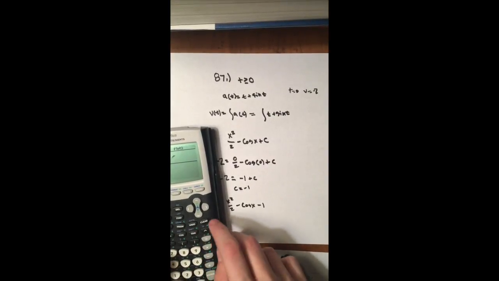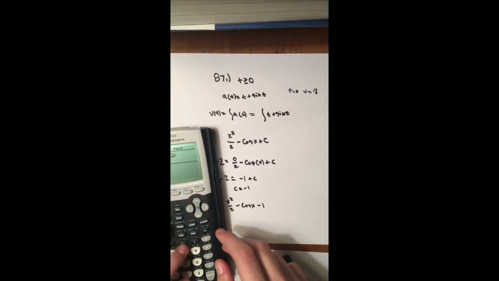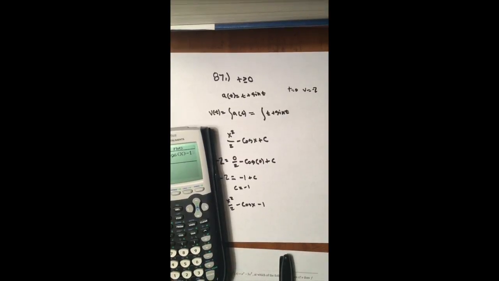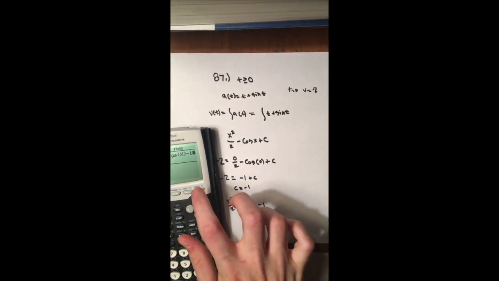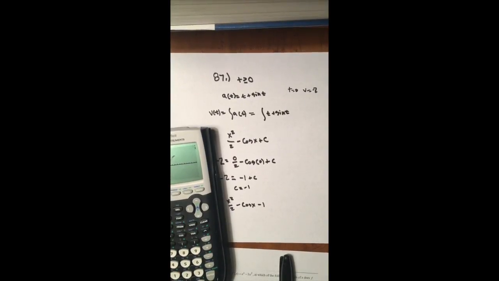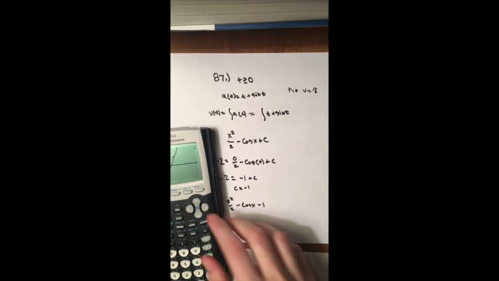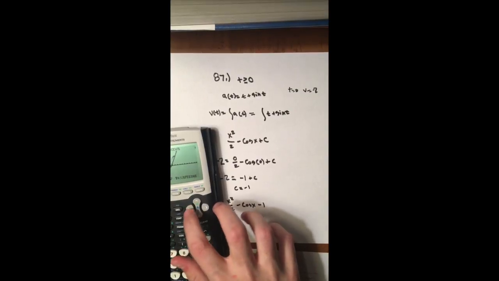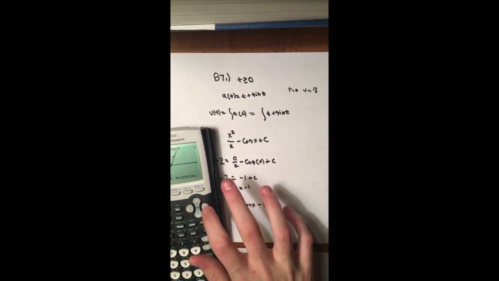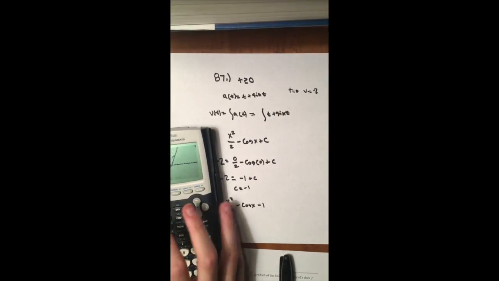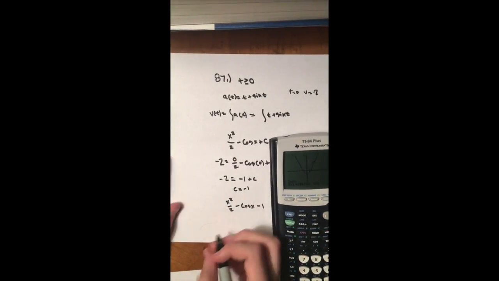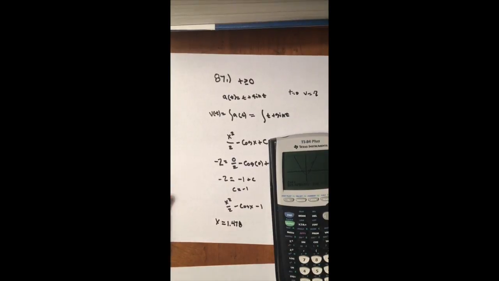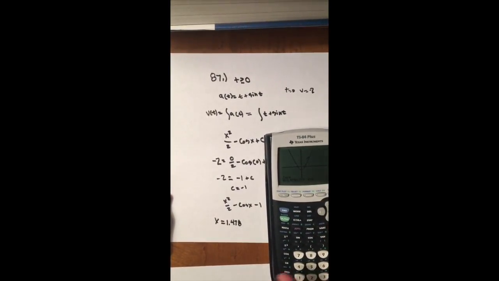So you have x to the second divided by 2 minus cosine of x minus 1. Okay, so we have this equation and we go graph. Here we have kind of a parabolic shape, and we're going to want to find those x values, or I'm sorry, those 0 values. Left bound down here, right bound up here, and enter one more time. And we get that the x value is equal to 1.478. And so that is the point where it crosses the x-axis.